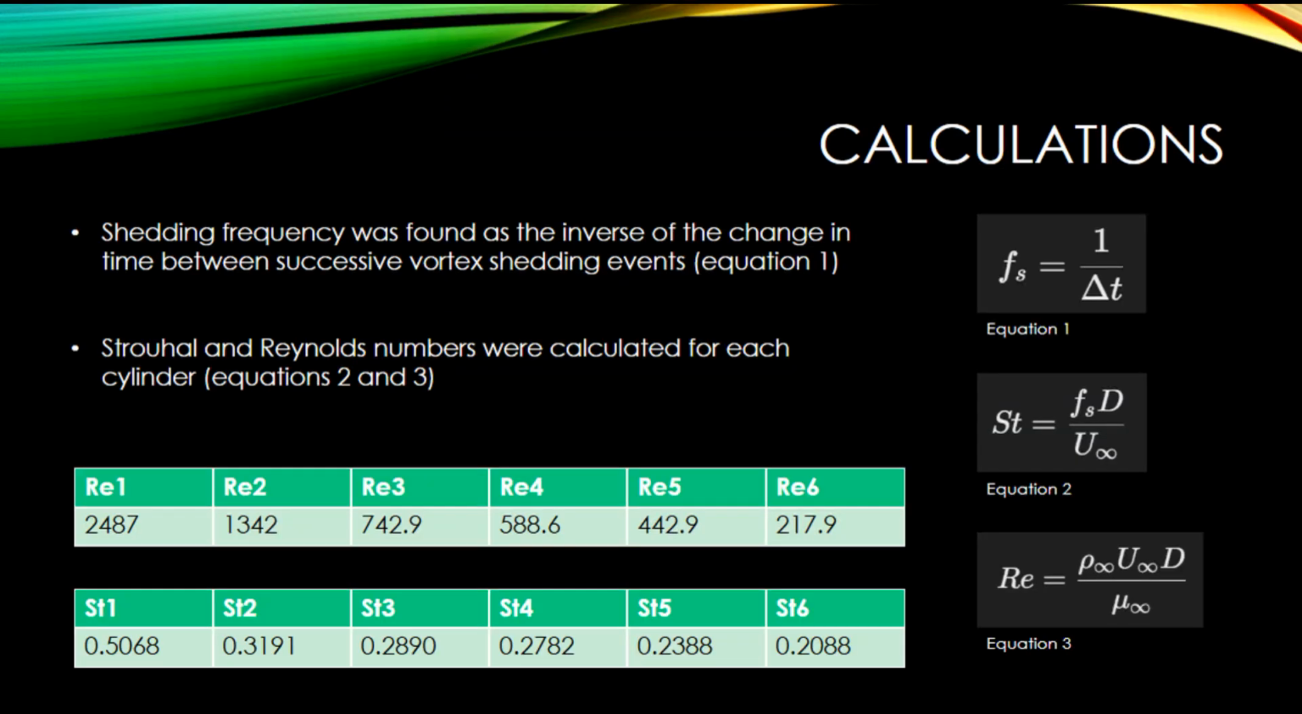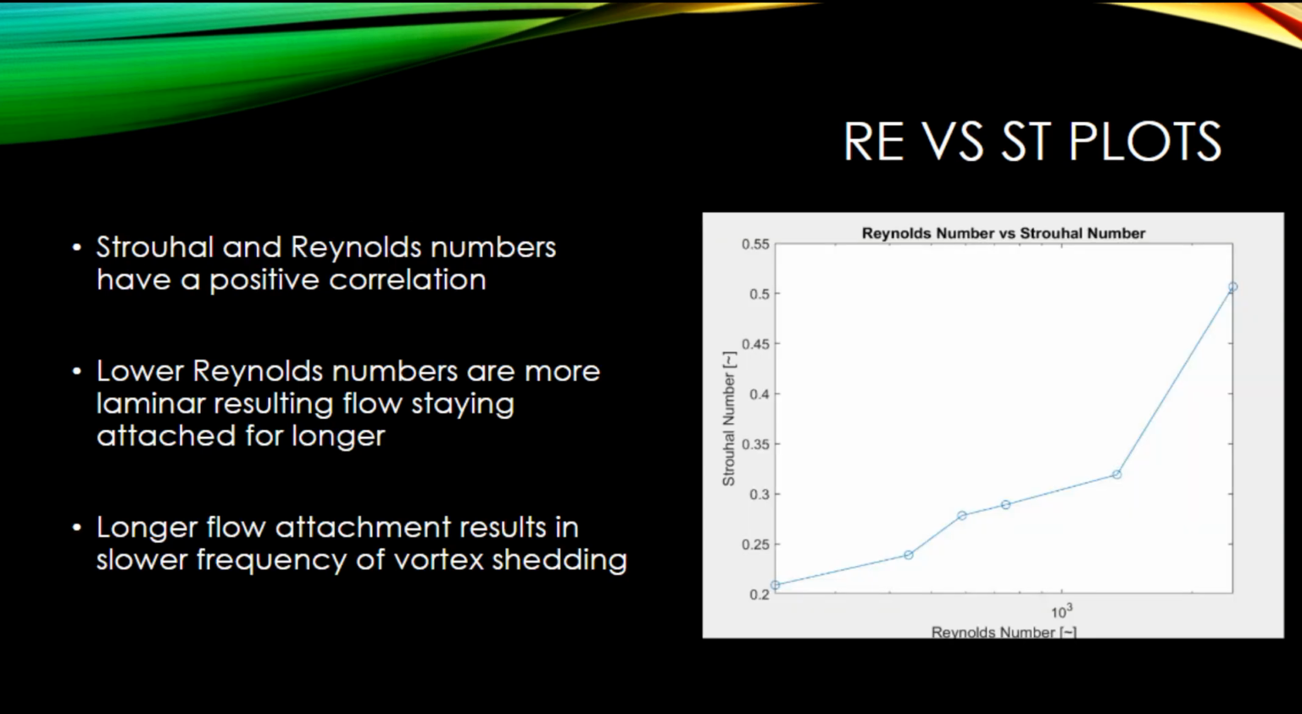The Reynolds and Strouhal numbers for each cylinder were calculated using the free stream conditions of the water, the shedding frequency, and the diameter as the characteristic length. The Reynolds number versus Strouhal number plot shows a positive correlation. This was what we expected to see because the lower Reynolds number flow stays attached to the cylinder for longer, resulting in less frequent vortex shedding.